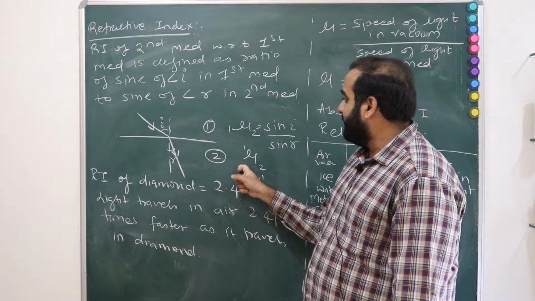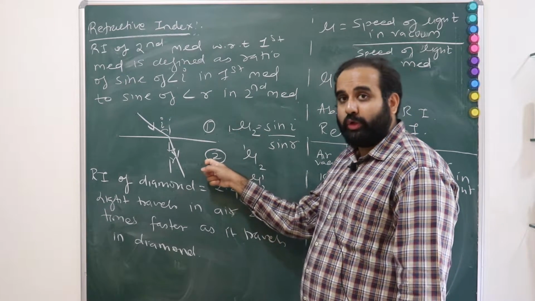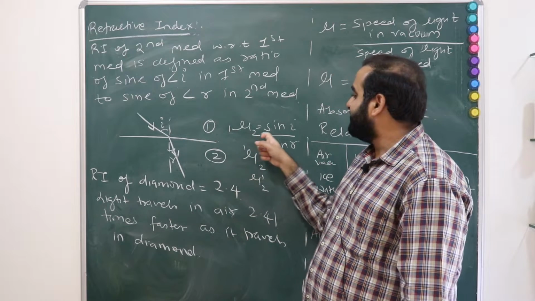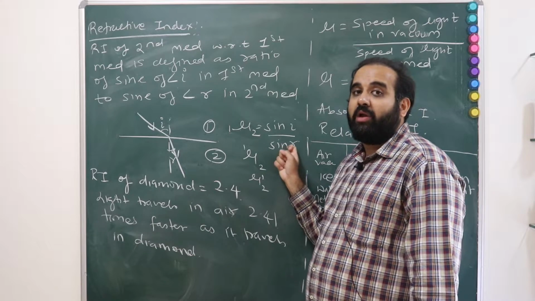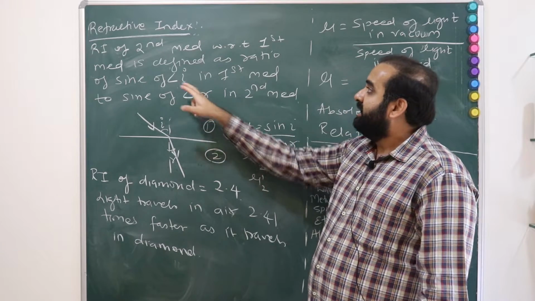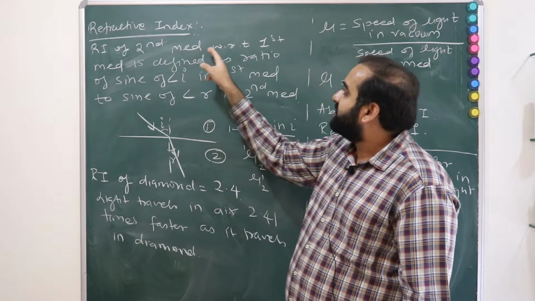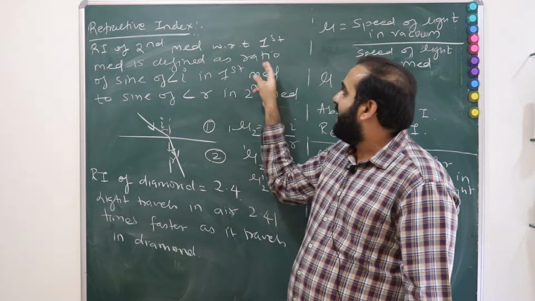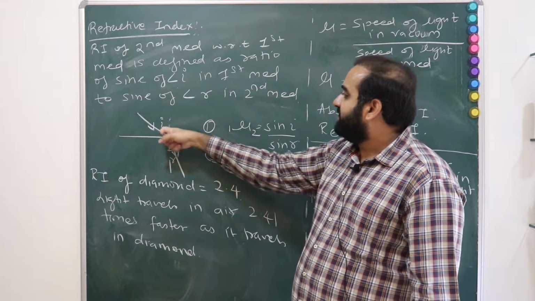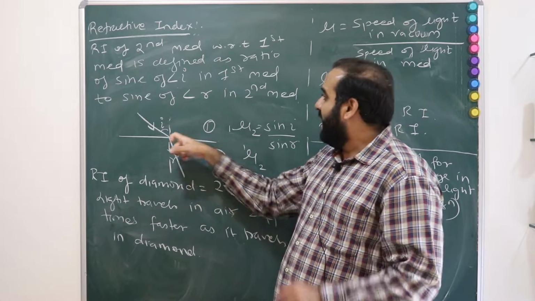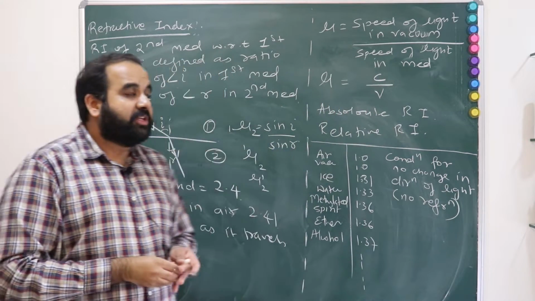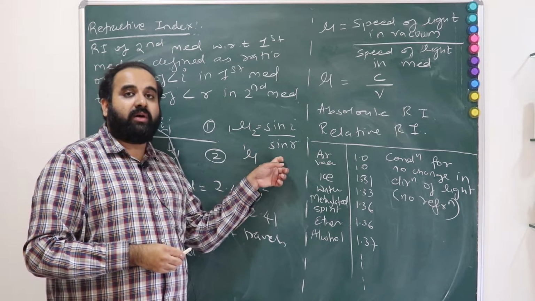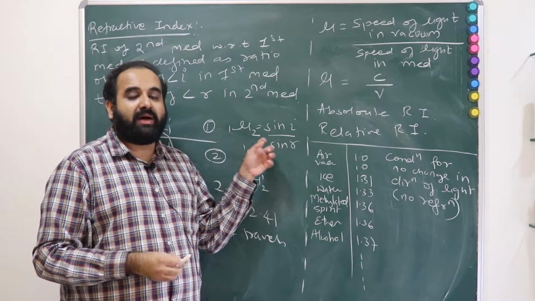So here also I will say the refractive index of medium 2 with respect to medium 1 is defined as sine of angle of incidence upon sine of angle of refraction. Yes, that is the definition. The refractive index of the second medium is defined as the ratio of the sine of the angle of incidence in the first medium and the sine of the angle of refraction in the second medium. So we spoke about one formula for refractive index.